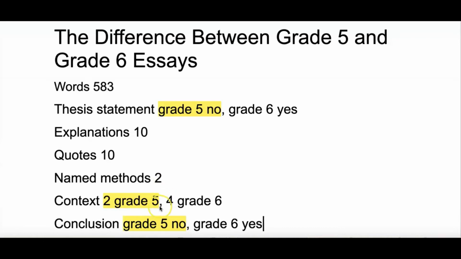You'll notice a big difference here in the amount of context that students give. So a grade 5 essay will only have 2 instances of context, whereas a grade 6 will have 4. The context is vital because it helps you explain the author's purpose. The author's purpose is what is going to get you the grade 6 instead of the grade 5. Then we jump to the conclusion, and students writing at grade 5 tend not to write a conclusion, but at grade 6 they do. Why is the conclusion important? Because it links us back to the author's purpose again.